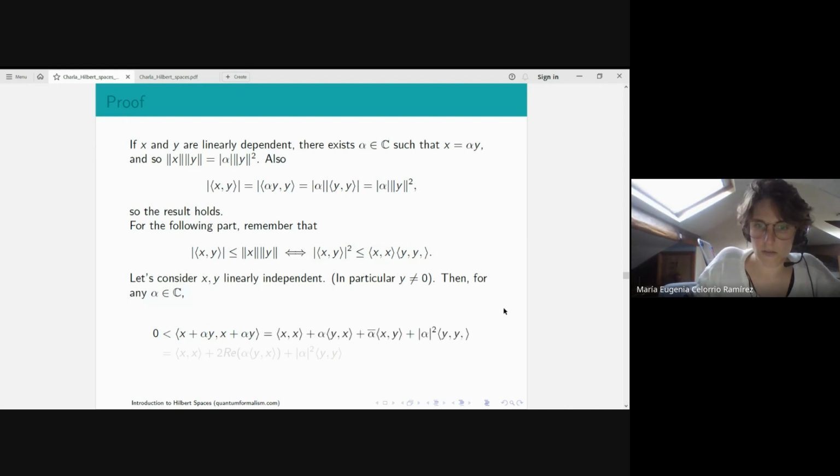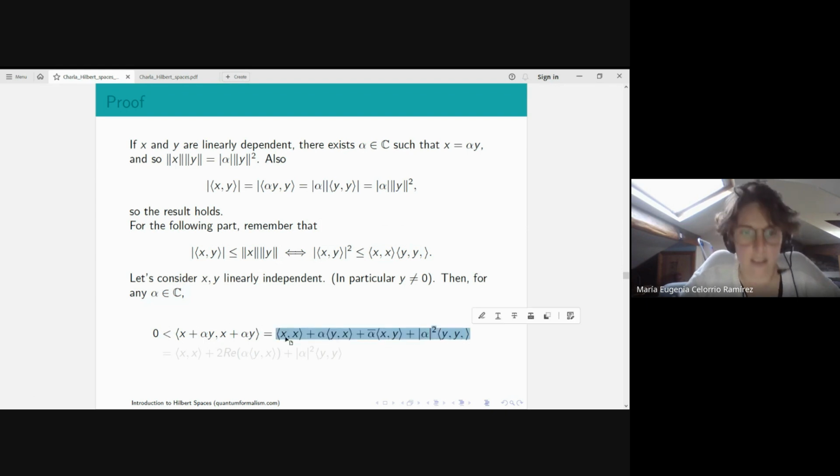Remember, the inner product was linear in the first variable, so we can separate things and take the alpha out. It was conjugate linear in the second variable, so if we do something with this alpha, it's going to come out the other way, sorry, as the complex conjugate. So basically, we are going to obtain this equality. The inner product of x by itself plus alpha times the inner product of yx plus the complex conjugate of alpha times the inner product of xy plus the modulus squared of alpha times the inner product yy.